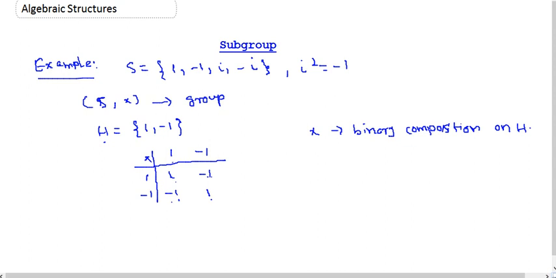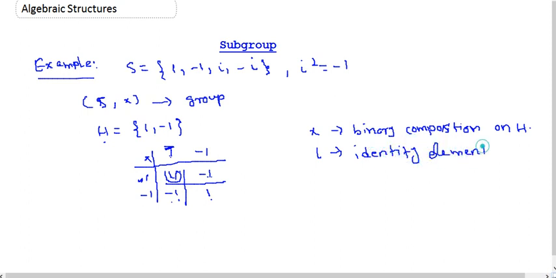Is there any identity element? How do we find it? Check whether there is a row parallel to the upper row, and a column parallel to the left column. Yes, this row is parallel to this row and this column to this column, and the common element is the identity element. So here 1 is the identity element.